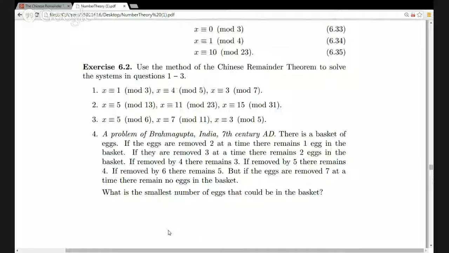And then another one of these problems taken from another one of these earliest texts, the Brahmagupta, an Indian text from around the 7th century AD. Talks about number of eggs in a basket and taking them out and what's left behind. So when you think about the way that problem is solved, you should recognize that in our language, it's a problem about congruence classes. So you can formulate the problem about congruence classes and attack it using the Chinese remainder theorem.